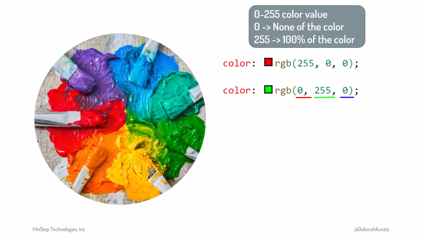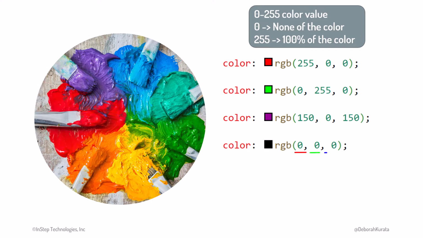0, 255, 0 is all green. 150, 0, 150 is part red and part blue, so a shade of purple. 0, 0, 0 has no color, so displays as black. 255, 255, 255 is all color and displays as white.